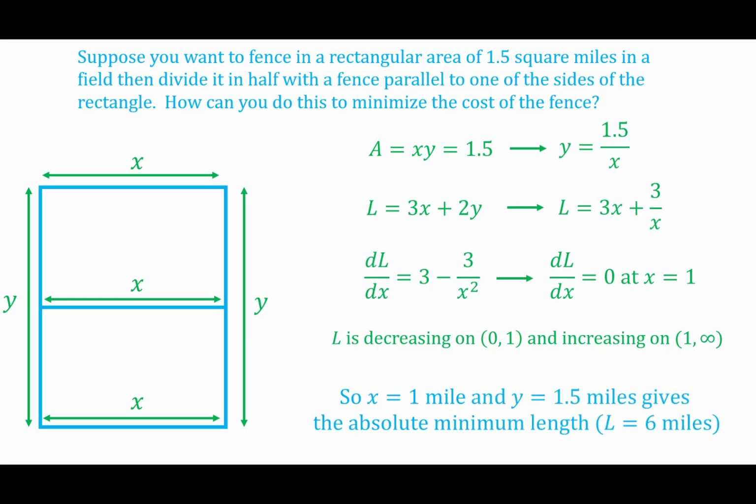So therefore, x equals 1 mile and y equals 1.5 miles gives the absolute minimum length of L equal to 6 miles, right? We know x is equal to 1, can figure out what y is from our 1.5 divided by x equation, and we know that L is 3x plus 2y. So there we go. That's the amount of fencing we need. That is 6 miles. And that's the shape we need, x equal to 1 mile and y equal to 1.5 miles to minimize the cost of the fence.